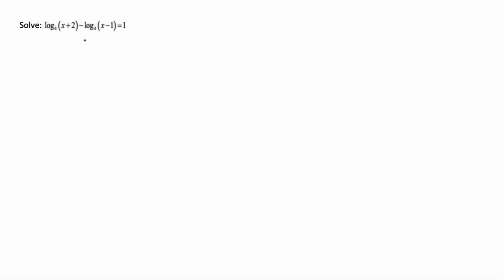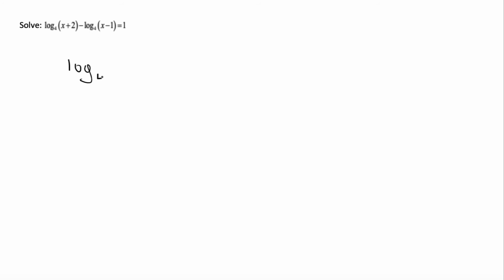But the issue with that is there's two different logs, right? So we have to combine these. And also we notice that the sign in between the logs is a minus, right? So in that case, we want to use the quotient rule. Okay, so what does the quotient rule say? It says we can combine these into one log, right?